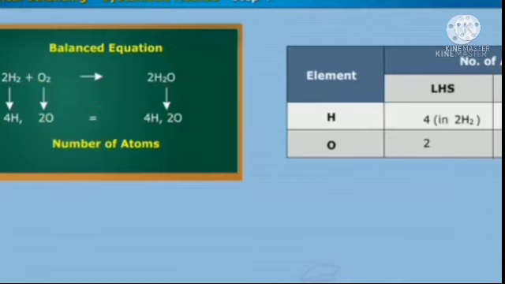For example, hydrogen, 4 particles are there on the left side, and only 4 particles on the right side. The next, oxygen, left side 2 particles, right side 2 particles are there. Check for equal number of atoms of each element on both sides of the equation using the table.